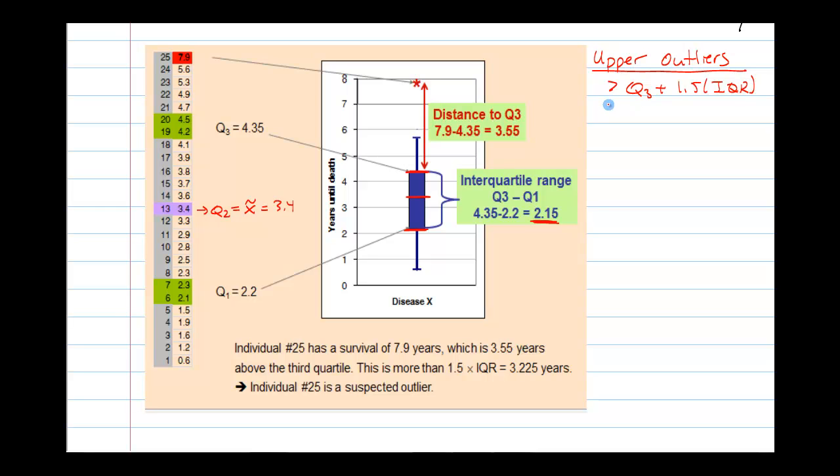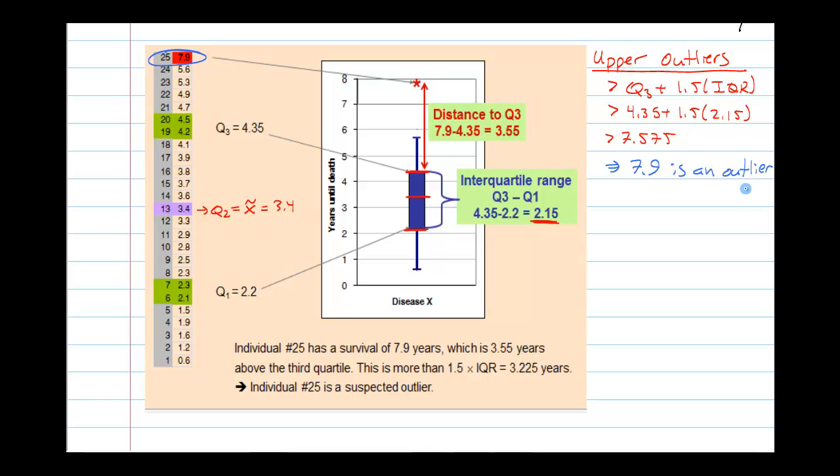You have to grab out your calculators here because we're going to have to crunch some numbers. Q3 is 4.35. IQR we just calculated is 2.15. So I'm going to take 1.5 times 2.15 and add it to 4.35, and you get 7.575. So anything in our data set that's greater than 7.575, I'm going to say is an outlier. Well, if you look at our data set, here we have one. Therefore, 7.9 is an outlier.